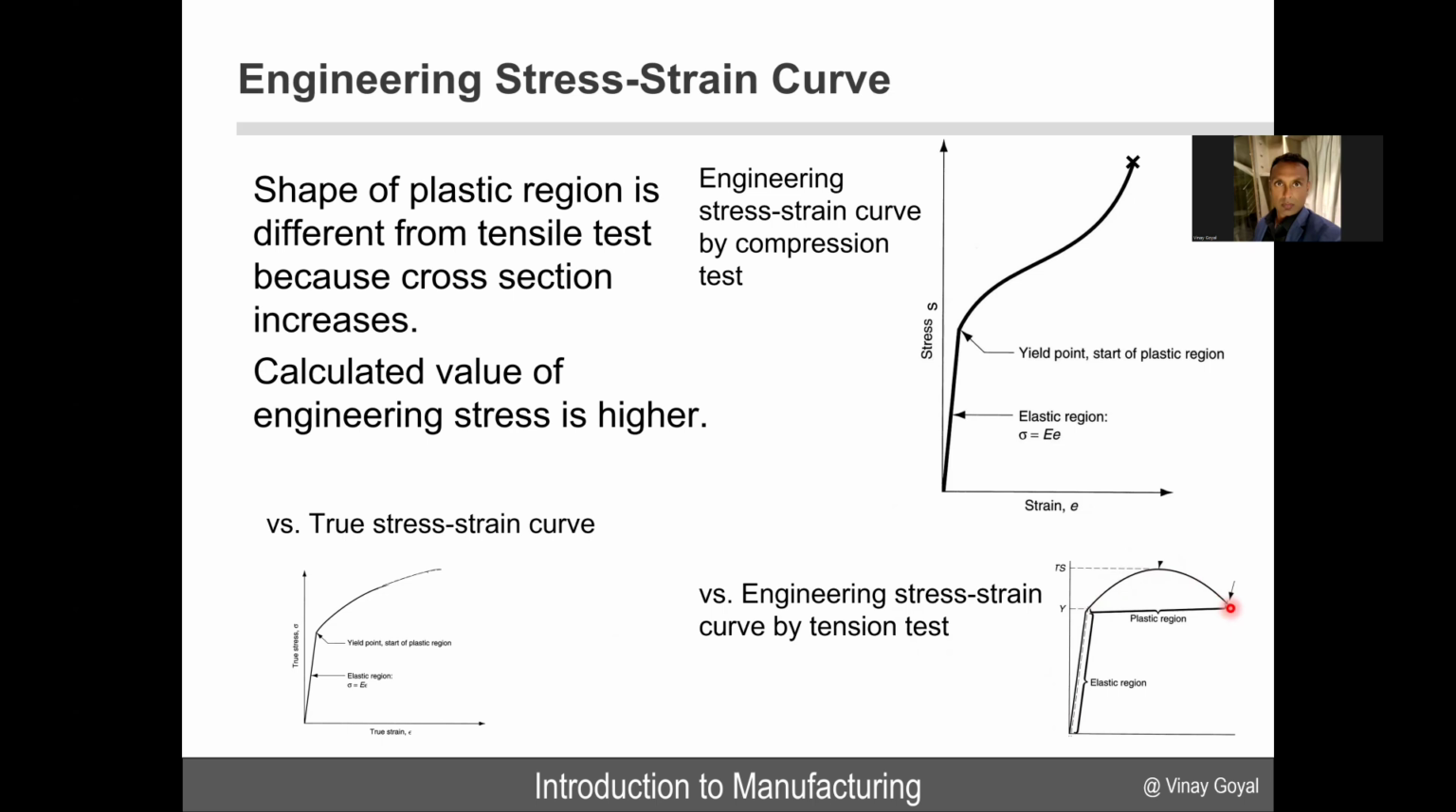But for compression loading, the shape of the plastic region will be different from a tensile test because in our case, the cross-sectional area increases. So the calculated value of engineering stress will be higher. So the engineering stress-strain curve in a compression test will look more like here in the top right.